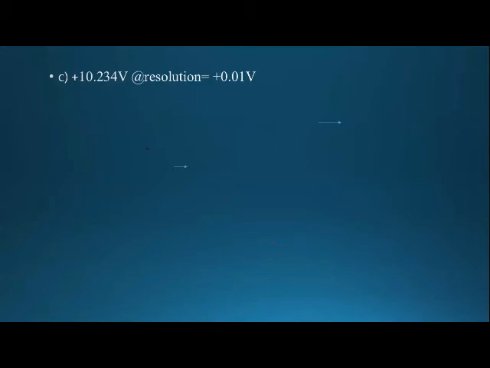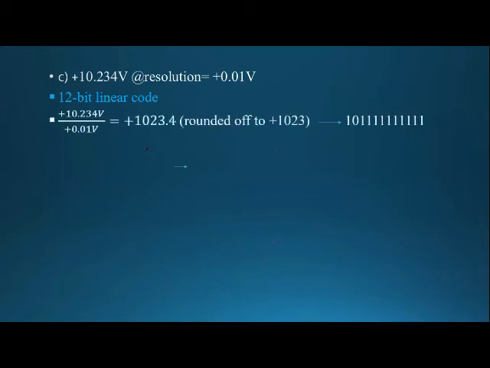Next, letter C. Say for example, we have 10.234 volts and the resolution is still 0.01 volts. Expressing it in 12-bit linear code, divide it by its resolution. So we have positive 1023.4, then round it off. So we have positive 1023. Then convert it into a 12-bit signed magnitude. We have these binary numbers.